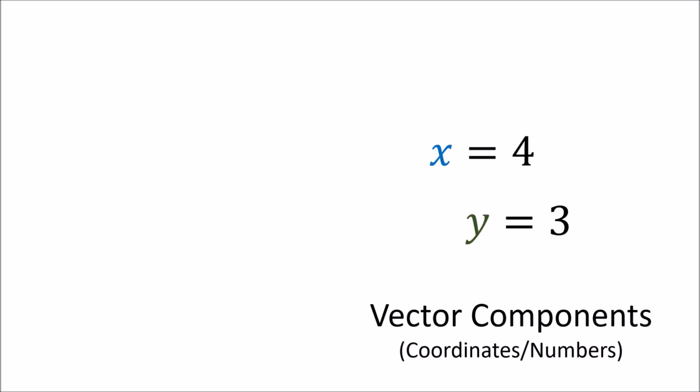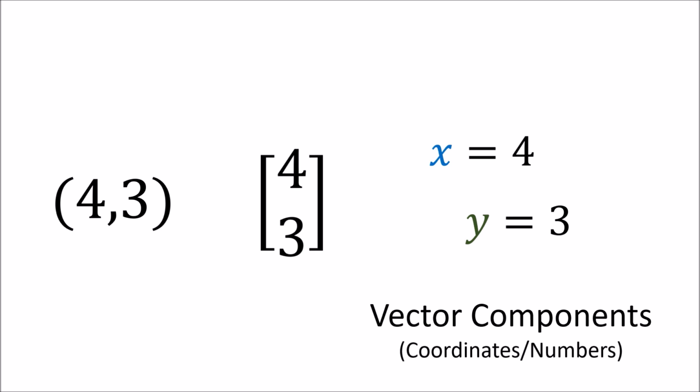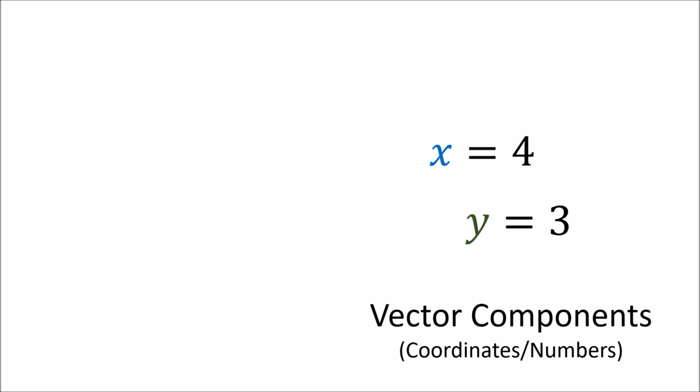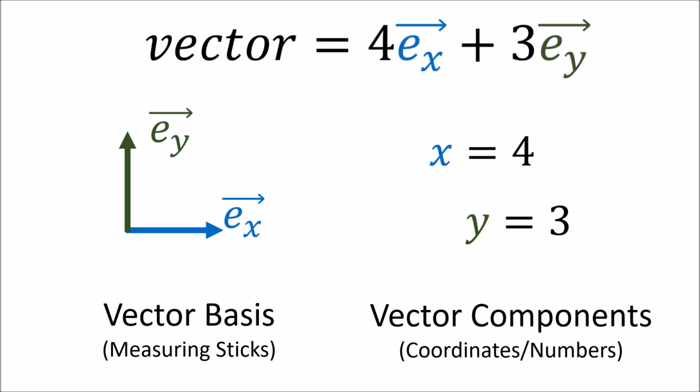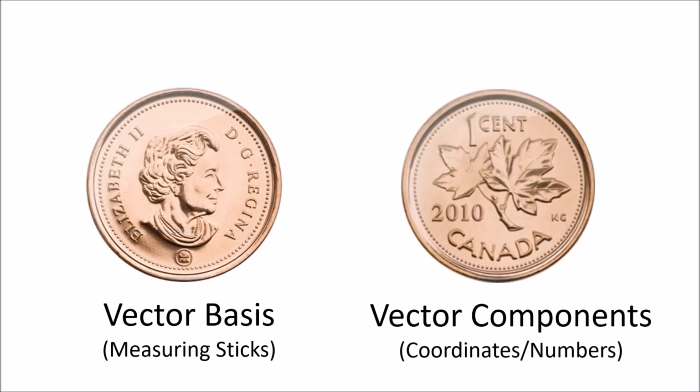A lot of physics classes put a lot of emphasis on vector components, which are the numbers that describe a vector. You might see the components written as an ordered pair, or written in a column like this. But it's important to remember that vector components are only half the story. We also need to pay attention to the vector basis, which are basically the measuring sticks that we use to get the vector components. Basis vectors and vector components are like two sides of the same coin. We can never deal with one without also dealing with the other.